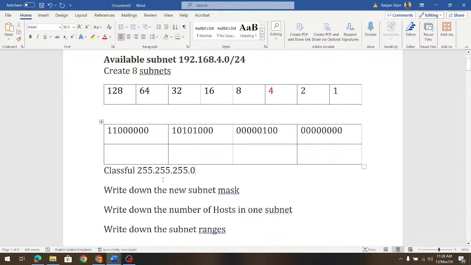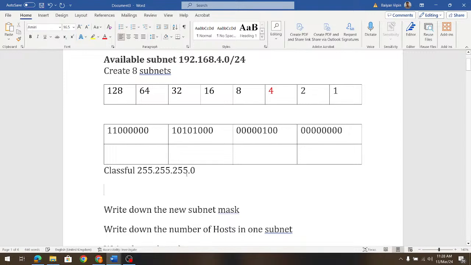So we have to accommodate 8 subnets. So 8 subnets means that we have to look at 2 raised to the power n, the number which makes it equal to 8. Clearly for this case we have n equals 3.